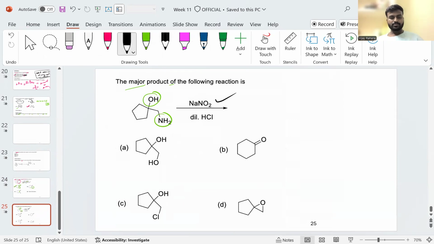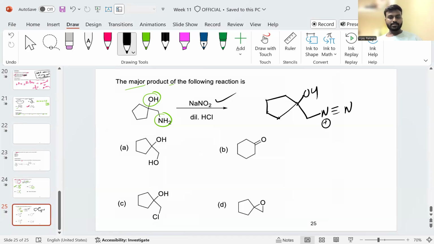To solve this question, we need to go step by step. What happens when this group reacts with NaNO2? The hydroxy group will remain inactive, but the NH2 group converts into the N triple bond N group, the N2 group. We have seen this many times. Now this carries the positive charge, and it is a good leaving group.